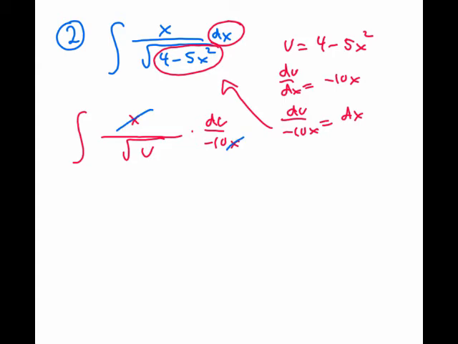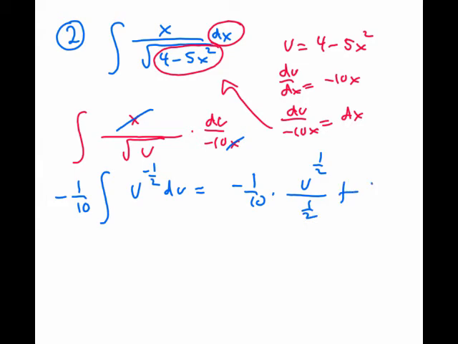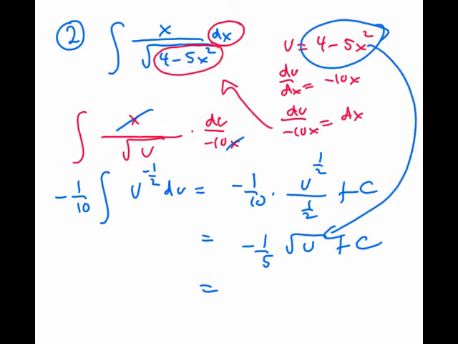So the question is, can you now integrate this expression? Well, if I bring out the negative 1/10 and if I write this root as u to the negative 1/2 du, I'm then into doing a simple power rule. Okay, so I raise the power by 1, I divide by the new power, plus my constant. That's going to be negative 1/5 the square root of u plus c, and replacing my u back, I'm going to get negative 1/5 the square root of 4 minus 5x squared plus c.